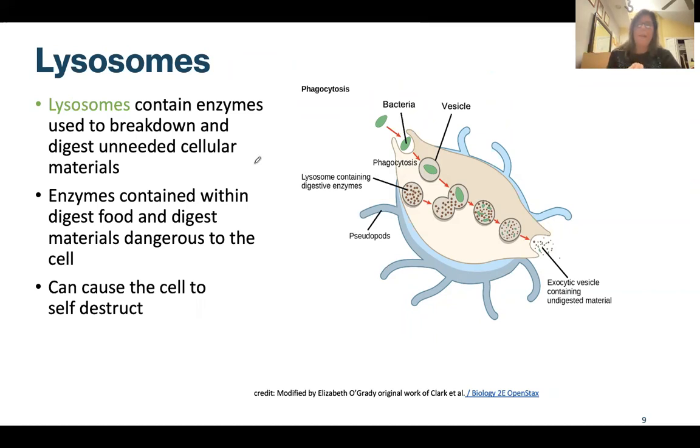Inside that membrane, we have digestive enzymes. Those digestive enzymes require an acidic environment. So the pH inside of these lysosomes is very low. It's like your stomach. Your stomach is acidic and you have enzymes that will only work in your stomach.